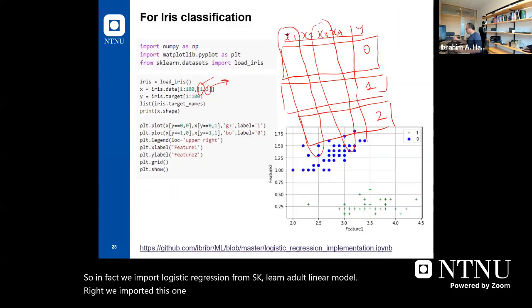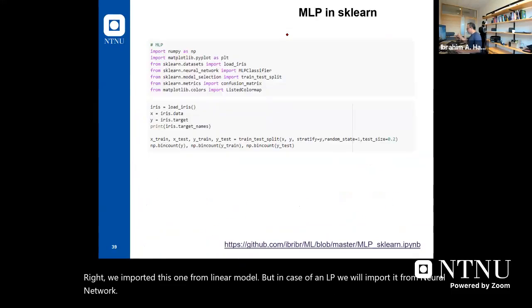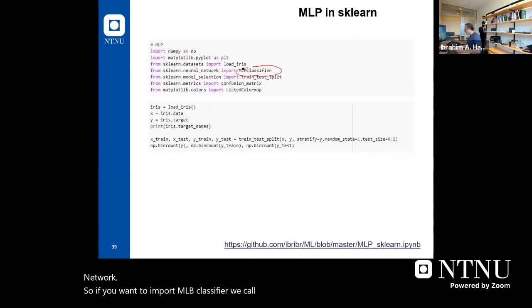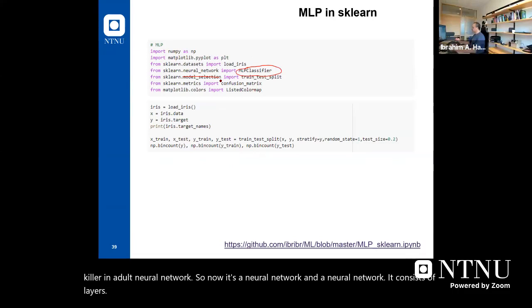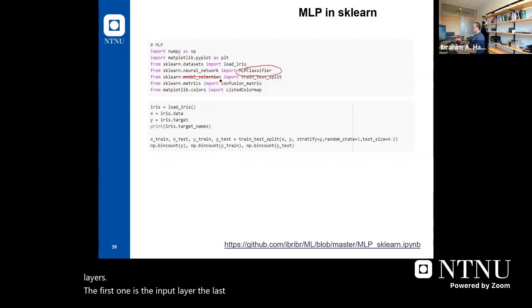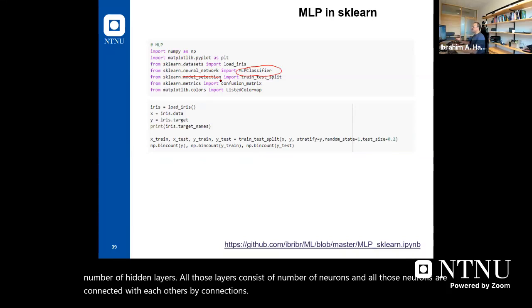But in the case of MLP, we will import it from neural network. If you want to import MLPClassifier, we will import it from sklearn.neural_network. So now it's a neural network, and a neural network consists of layers. The first one is the input layer. The last one is the output layer. In the middle, we can have a number of hidden layers. All those layers consist of a number of neurons, and all those neurons are connected with each other by connections. And each connection has a weight value, right?